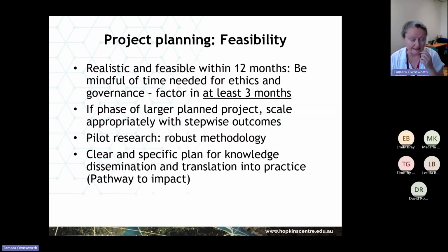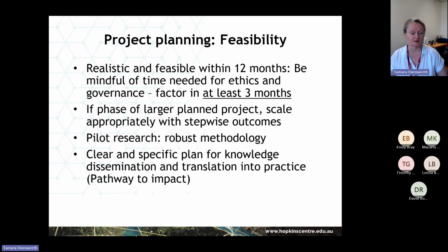So because we're only looking at 12 months for the entire timeline, there's a lot of focus on the feasibility of the seed grant. And we've learned quite recently that ethics and governance can take longer than previously expected. So we recommend that you factor in at least 3 months. And by that, we mean if you were starting that process within the month of receiving the grant, expect that would take at least 3 months.